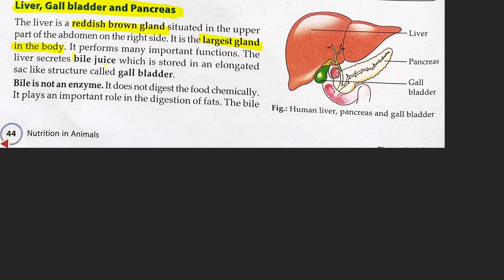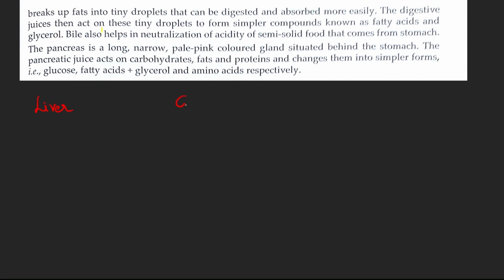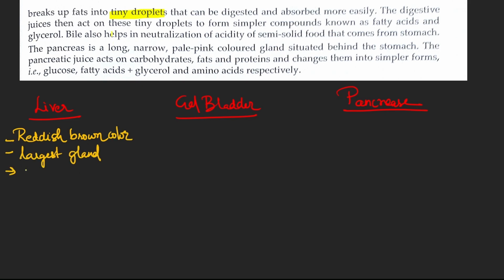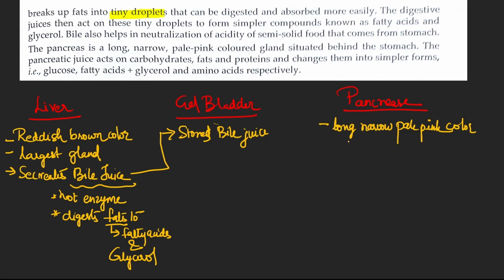The liver secretes bile juice, which is stored in an elongated sac-like structure called the gallbladder. Bile is not an enzyme. It does not digest the food chemically. It plays an important role in the digestion of fats. It breaks up fats into tiny droplets that can be digested and absorbed more easily. The digestive juices then act on these tiny droplets to form simpler compounds known as fatty acids and glycerol. Bile also helps in neutralization of the acidity of semi-solid food that comes from the stomach.